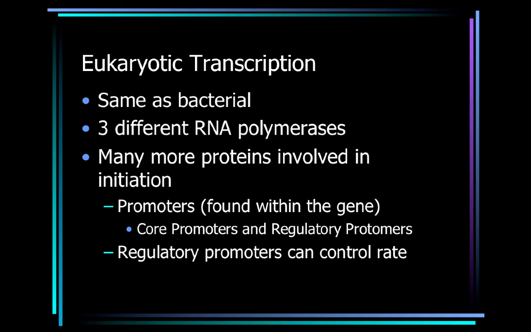So some of the major differences that we see between bacterial and eukaryotic systems is that with eukaryotic transcription, there are 3 different polymerases that are involved. Because there are more polymerases, there's more activity and more specification that has to take place in the initiation step.